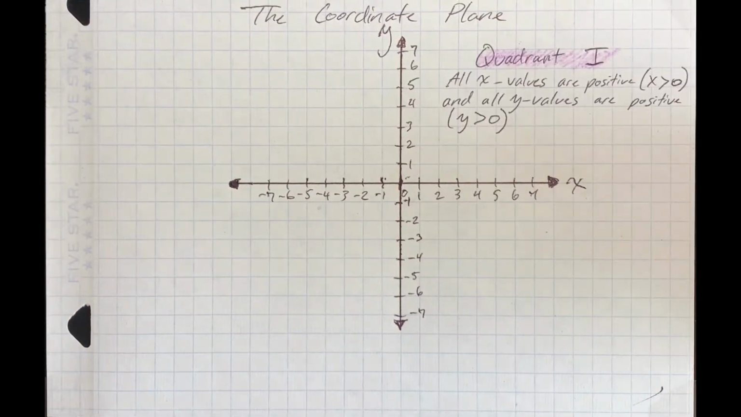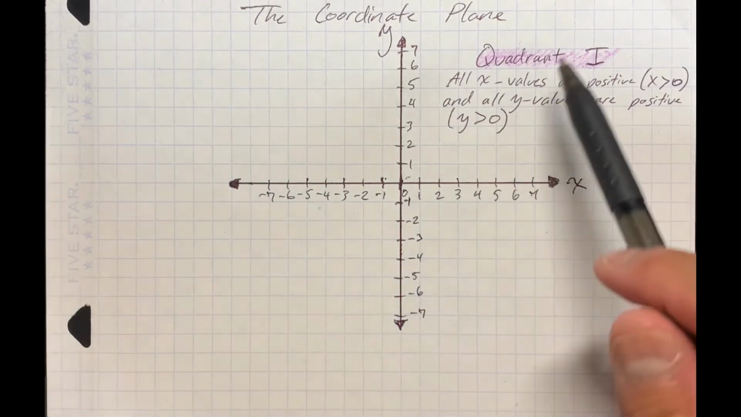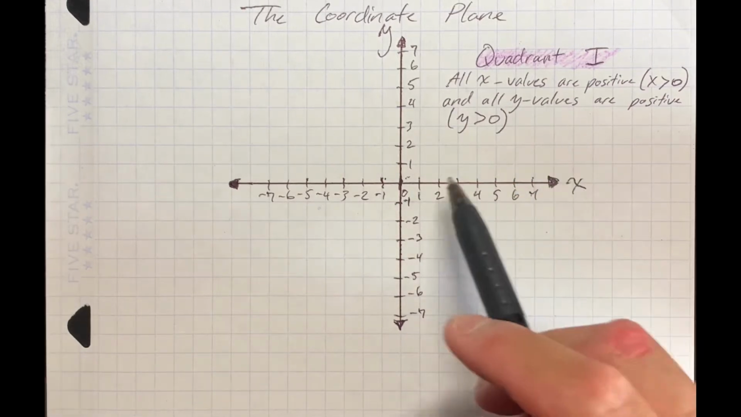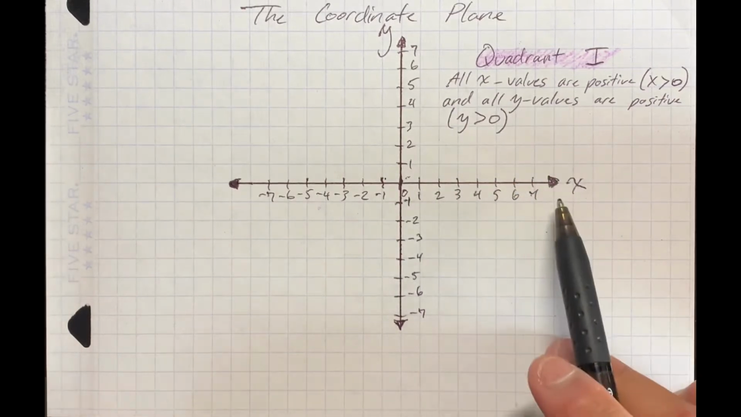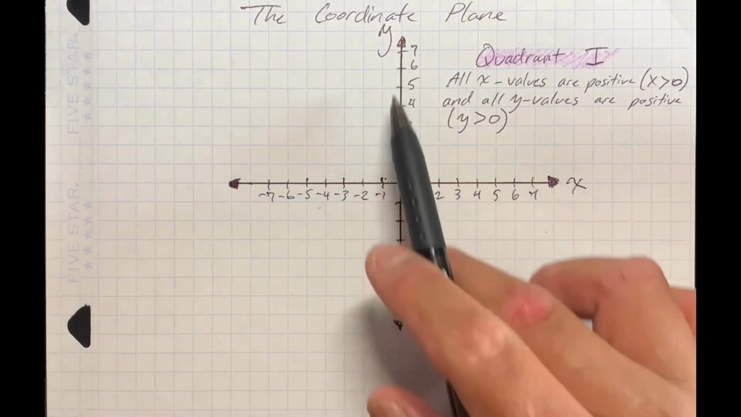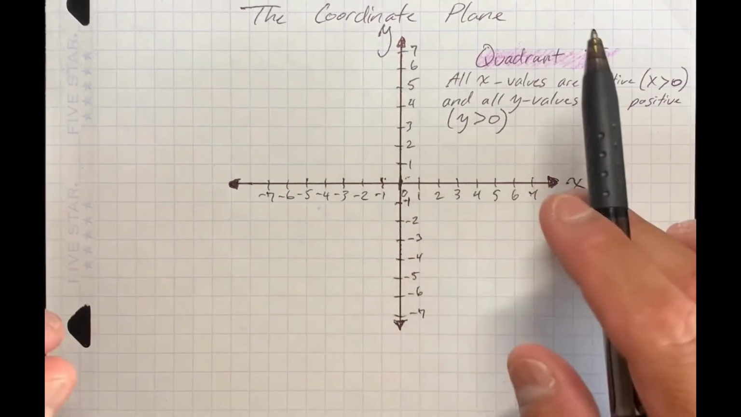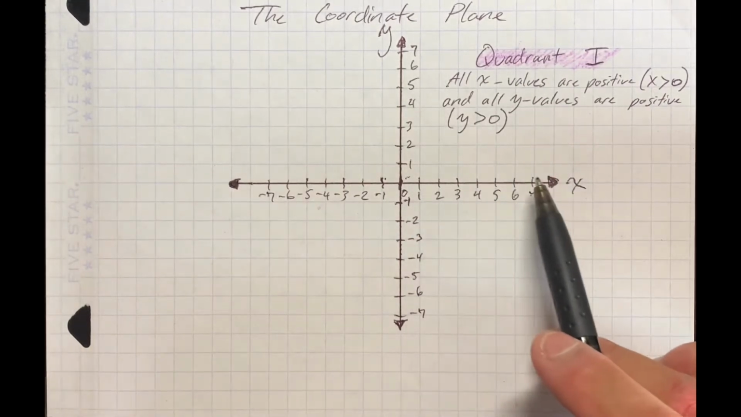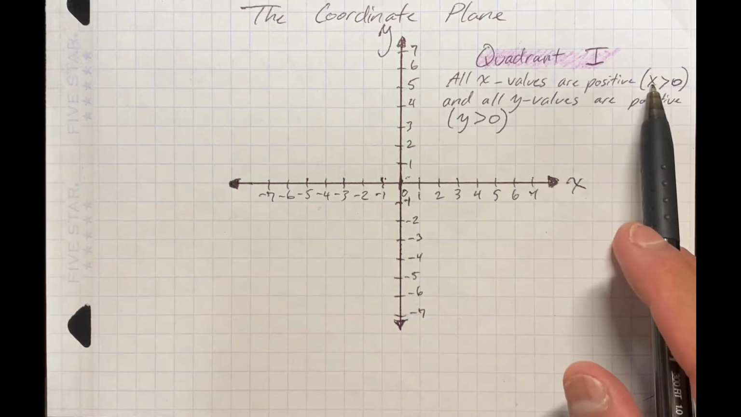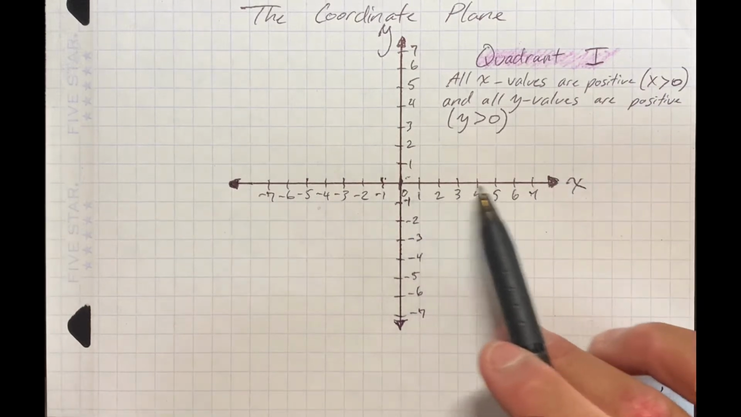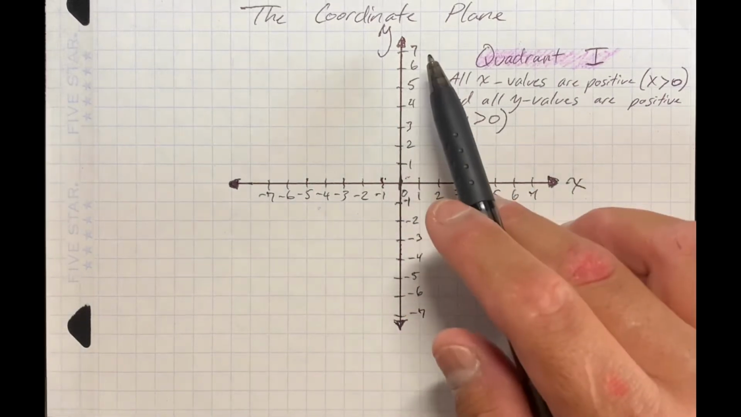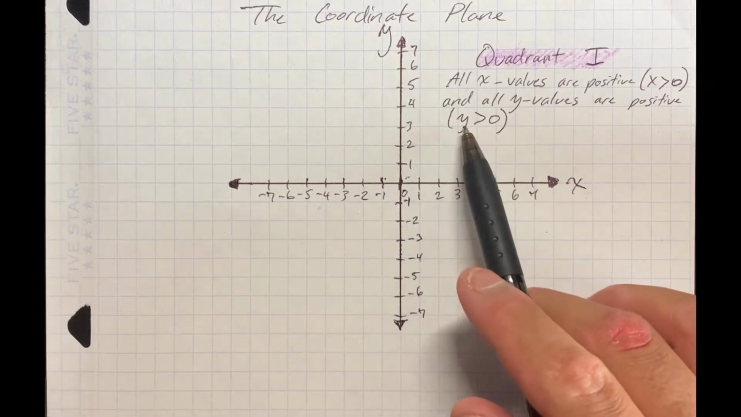Remember that the coordinate plane is divided into 4 quadrants. We start with quadrant 1 in the upper right corner. Now in quadrant 1, if you notice the x-axis, all these integers, and look at the y-axis, all the integers on the y-axis in this quadrant here. So this is quadrant 1, and all the x values here are positive. These x values are greater than 0. They are all positive integers for quadrant 1. And all the y values are also positive, so all the y values are greater than 0.